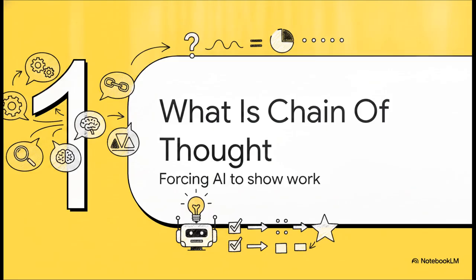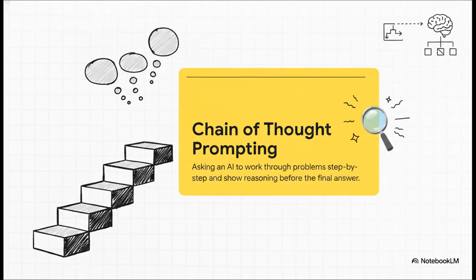Section 1. What is chain of thought? Or forcing the AI to show its work. So what are we actually talking about here? By definition, chain of thought prompting is simply a technique where you deliberately ask an AI to explicitly work through a problem step by step and literally show its reasoning before it's allowed to give you the final answer. It's beautifully simple in plain English, but wow, it dramatically improves accuracy on tasks that require multi-step logical reasoning.